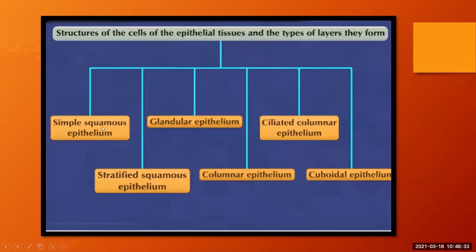one is simple squamous epithelium. Then there is stratified squamous epithelium, glandular epithelium, columnar epithelium, ciliated columnar epithelium, and cuboidal epithelium. So these are the types of epithelial tissues according to the structure of the cell. First is simple squamous epithelium, then stratified squamous epithelium, glandular epithelium, columnar epithelium, ciliated columnar epithelium, and the cuboidal epithelium.